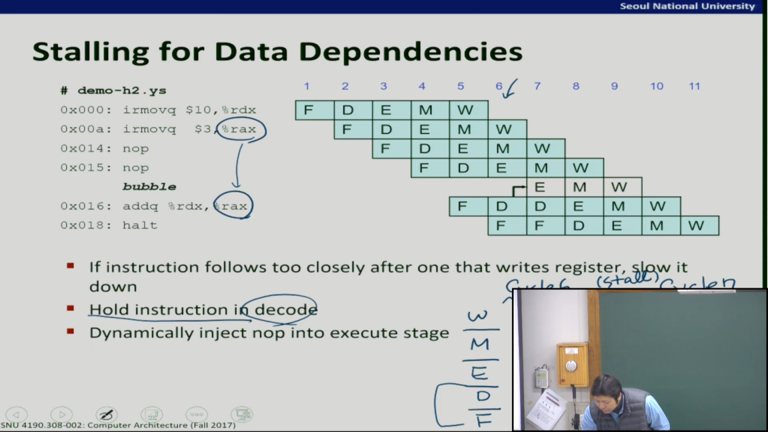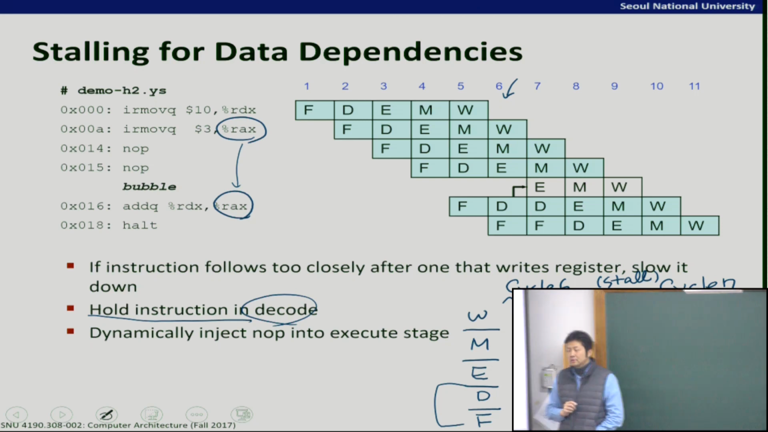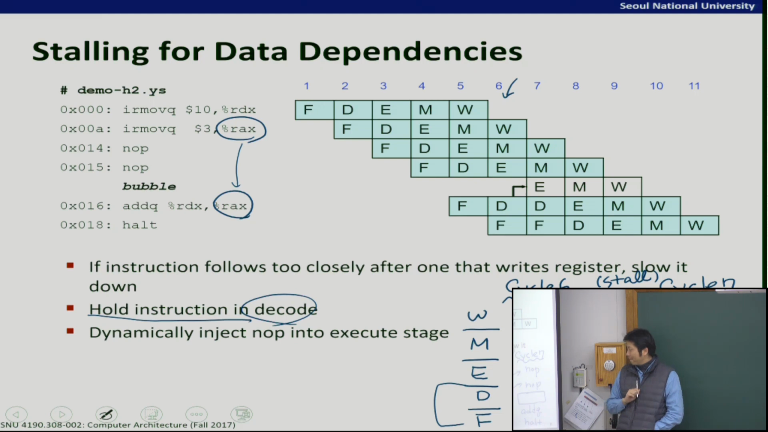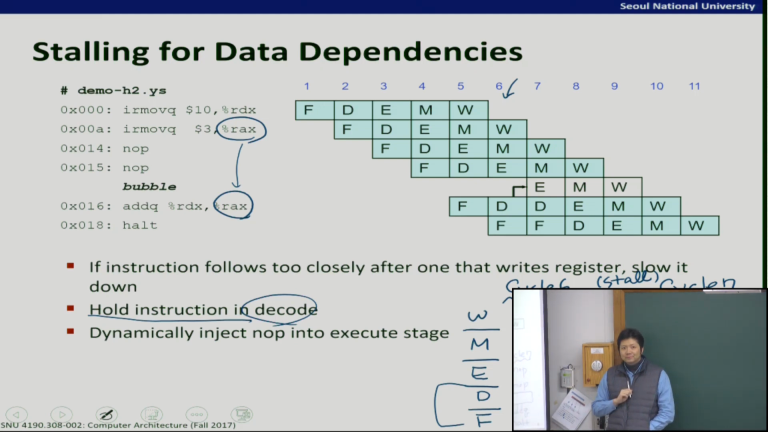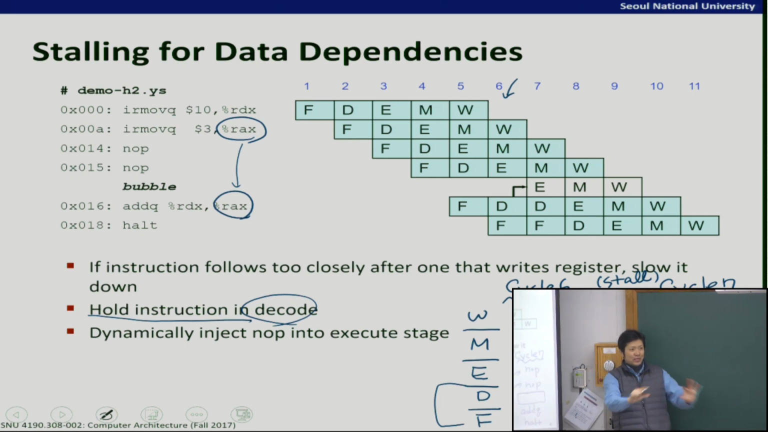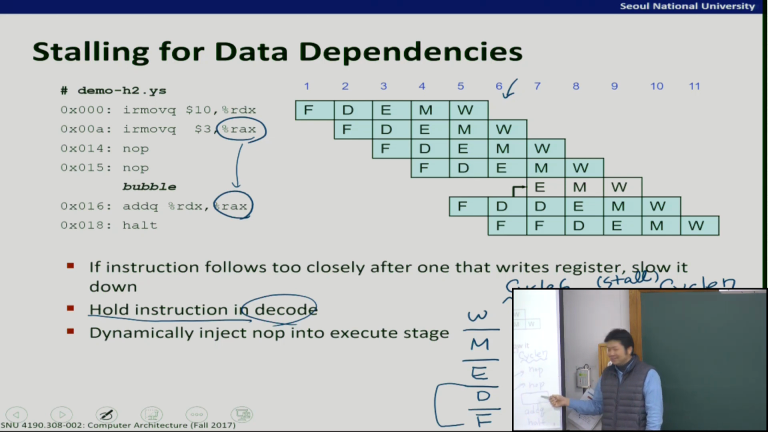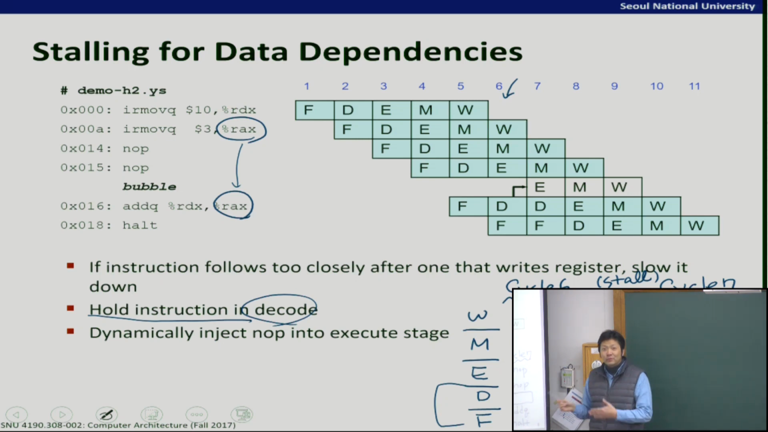And what are you going to do with this box, this place? Now we have one empty slot, right? Because these instructions move forward, and these 2 instructions stay there, and now we have one empty slot. So what are you going to do with this box? We have to place a NOP here, right? The pipeline itself places a no operation here, right? Then the bubble goes away, right?